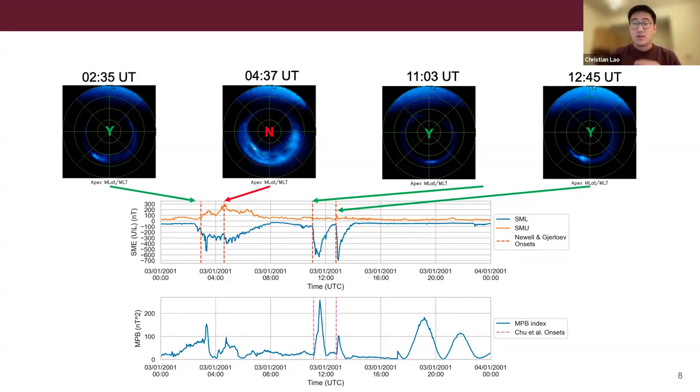We can see here that the first auroral onset is missed by the MPB index method of Chu, but the MPB index method is able to resolve the remaining 2 onsets. As for the SML method, we see that it has resolved all the Frey onsets, but also triggers off another magnetospheric phenomenon at a more complex interval of the aurora. So there is a brightening, but it's at the poleward edge of the aurora instead.